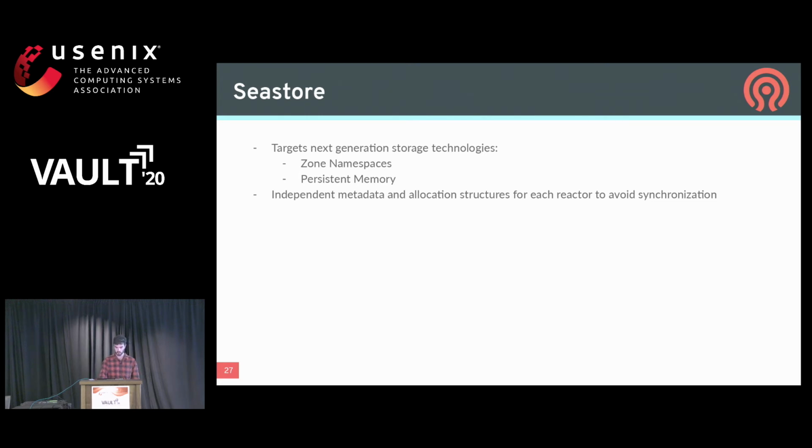So we're targeting Seastore. Seastore is intended to solve that. One thing that Seastore will choose to do that BlueStore, for instance, does not is we're going to probably have independent metadata and allocation structures for each reactor, so that each of these little PG groups I mentioned before basically doesn't have to interact with each other for accessing storage. That will complicate the on-disk state somewhat, but it should further drive down latencies.